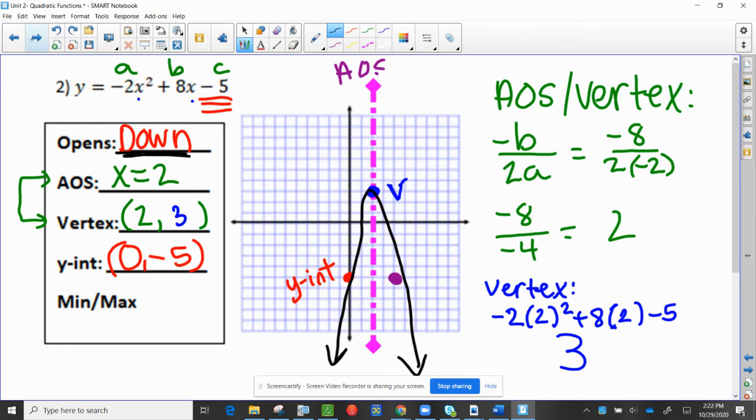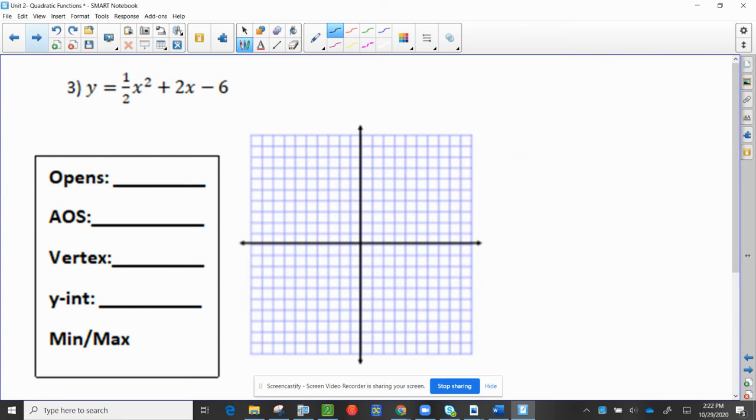All right. I'm just going to go through one more. I'm going to do this one a little quicker, and then that's about the end of our notes for today. So look at the leading coefficient. That should tell you if your graph opens up or down. So that's a positive 1/2. So that tells me this graph is going to open up.